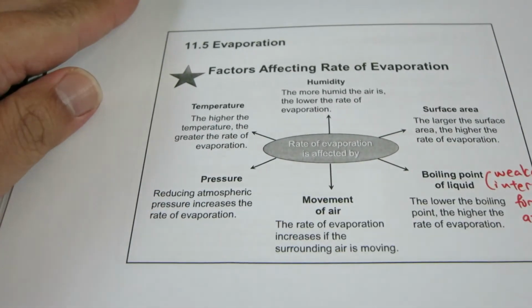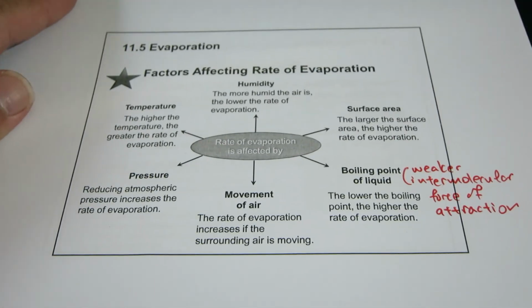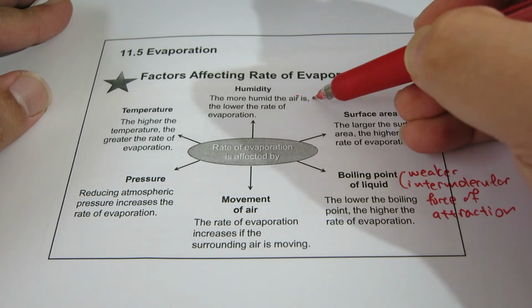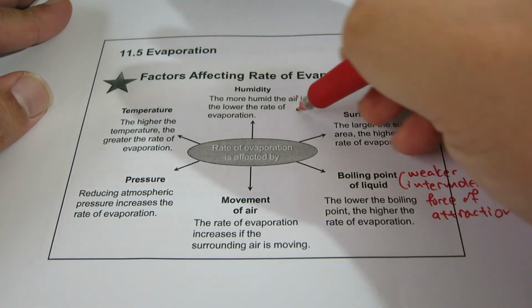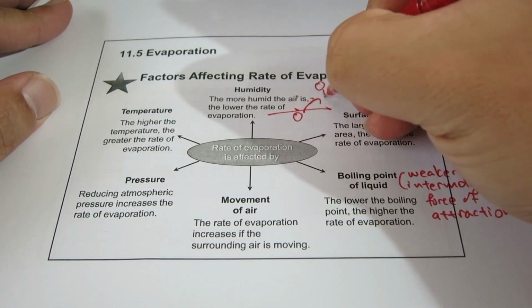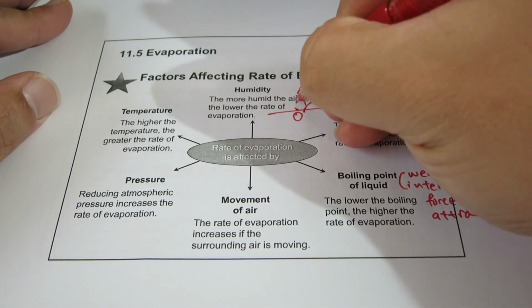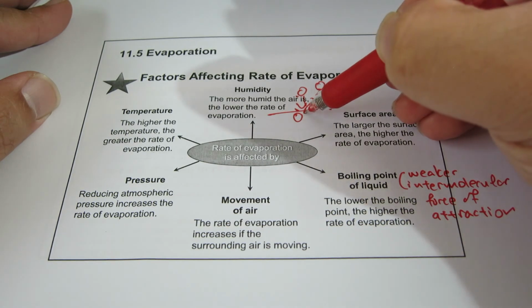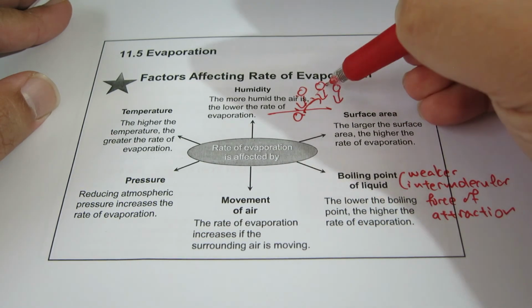What are some factors that affect evaporation? Humidity. The more humid it is, the more difficult it is for my molecule at the surface to escape the water, because you have so many of these molecules already up there, and they exert a greater force on it so that it cannot escape. It will need more energy to escape.